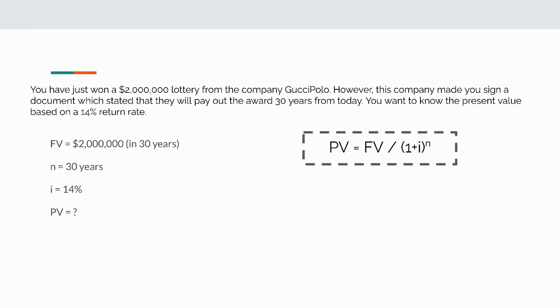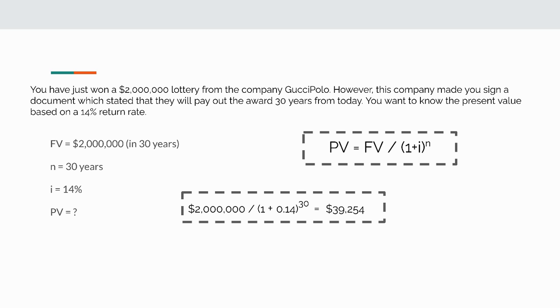Next, we're going to replace those variables with our numbers. We know the future value is going to be 2 million because that's being paid out 30 years from now. It's not being paid right now. Our n is 30 years because that's the number of years we have to wait to get that money. And our rate of return is 14%. But we don't have our present value. That's what we want to figure out.